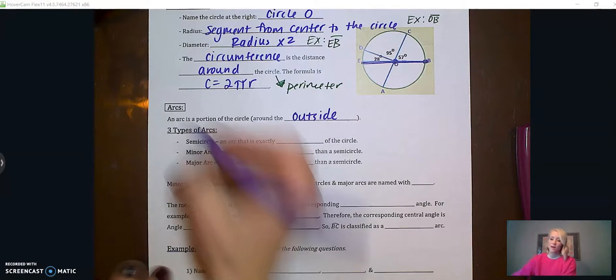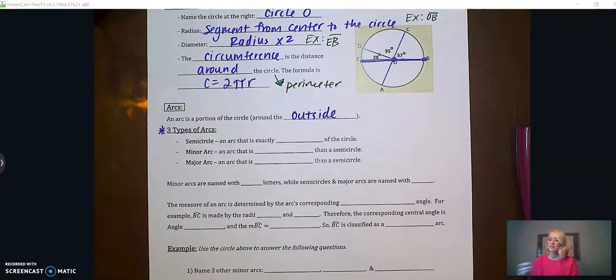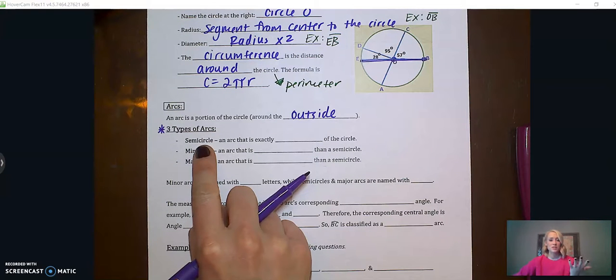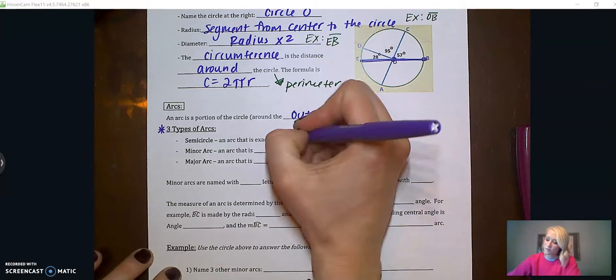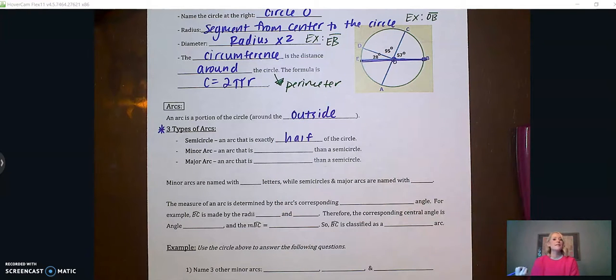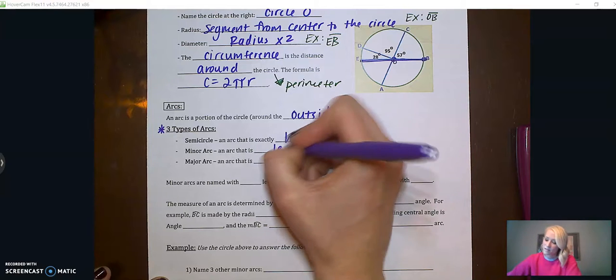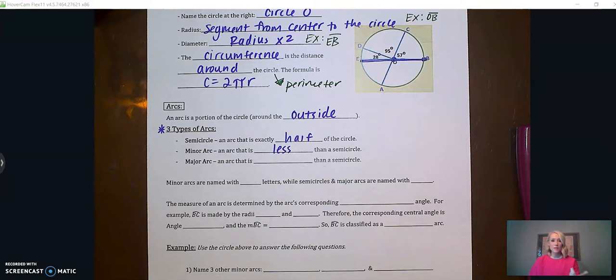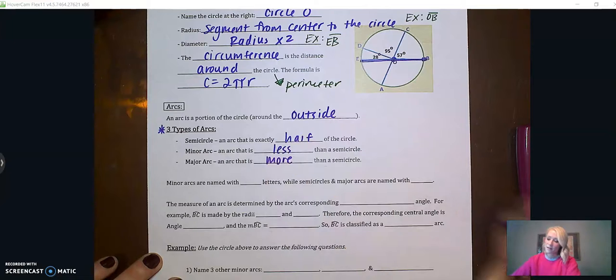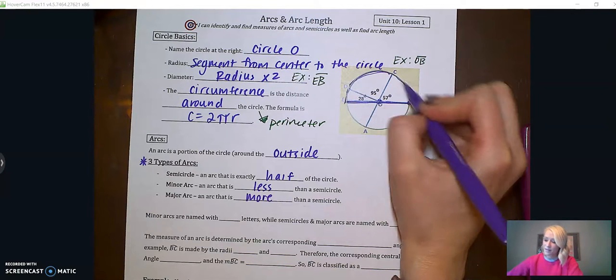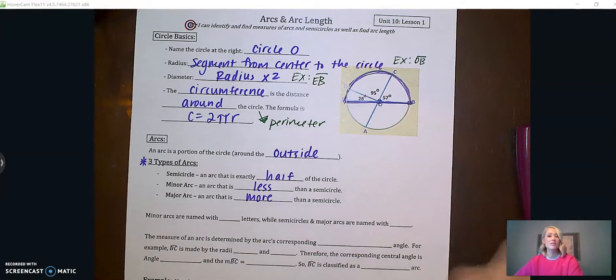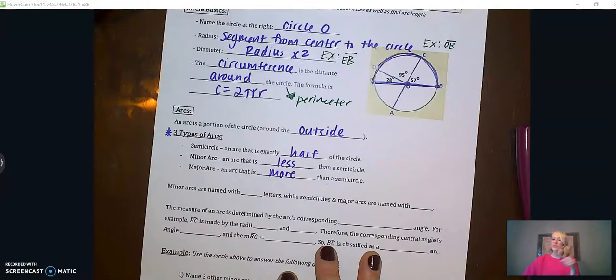There's 3 types of arcs, and we've listed them here on your notes. The first is a semicircle, which you probably would know what this is. It's an arc that's exactly half the circle. Then there's minor arcs and major arcs. So minor arcs are arcs that are less than a semicircle or less than half a circle. And major arcs are more than a semicircle or more than half. So guys, I'm just thinking like, okay, that little piece, that little piece. This is half of a circle. So that's your arc. That's your semicircle that they're talking about. Just around the outside.